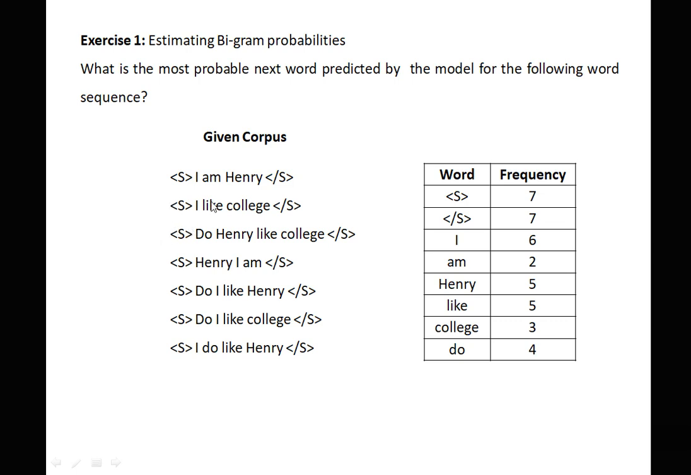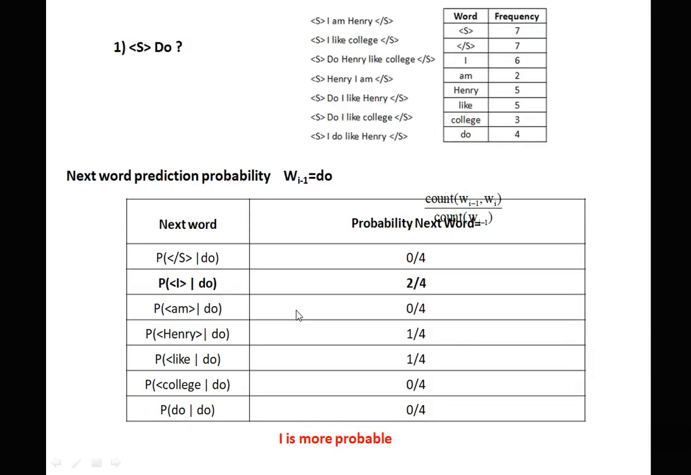These are the sentences: I am Henry. I like college. Do Henry like college? Henry I am. Do I like Henry? Do I like college? I do like Henry. And this is nothing but the word and frequency. This indicates the start of the sentence and this indicates the end of the sentence. So these are the unique words and their frequencies. So this is nothing but the vocabulary of the given corpus.